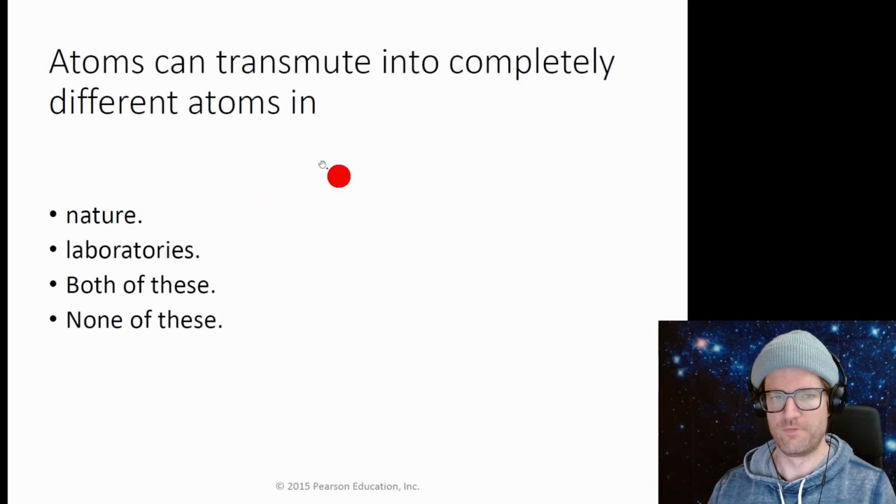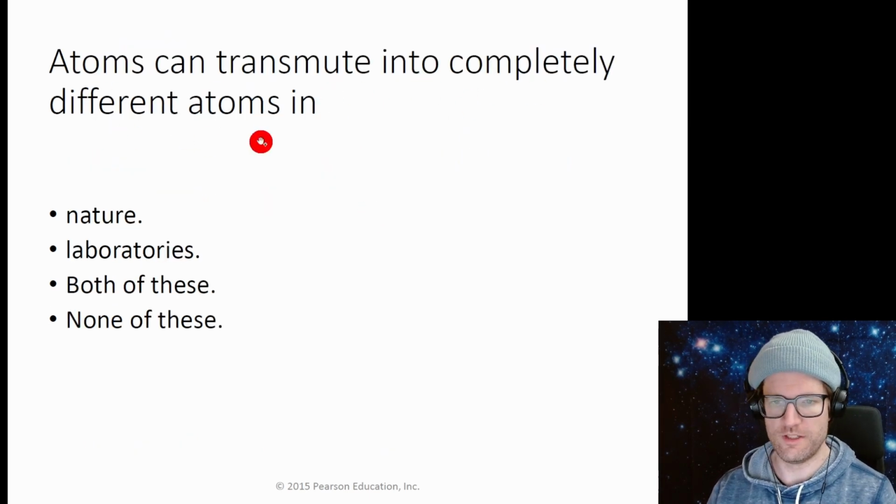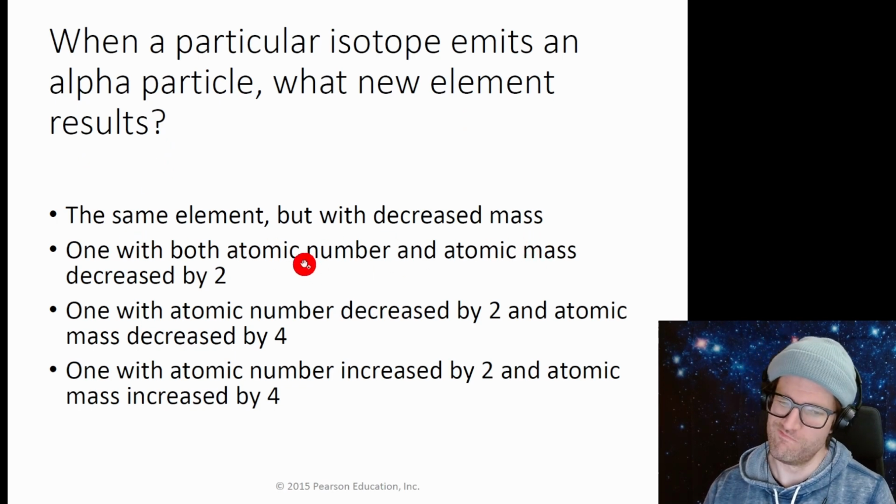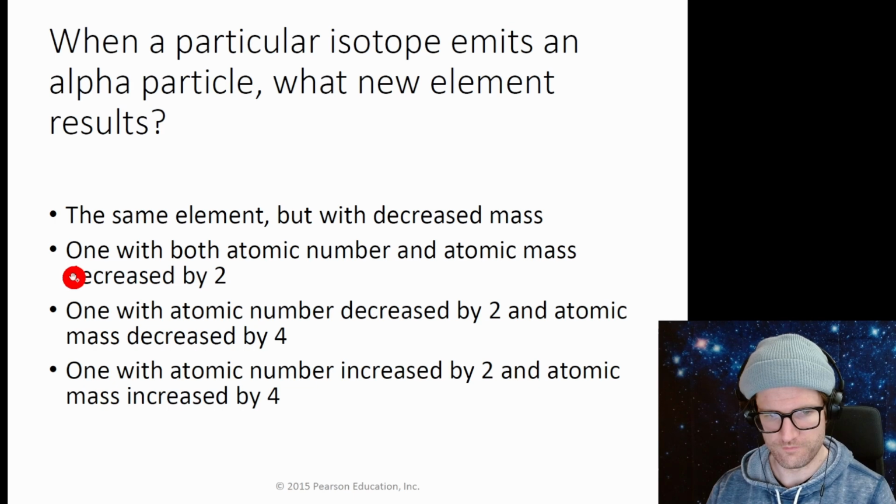Okay. Atoms can transmute into completely different atoms in both of these. We know that. When a particular isotope emits an alpha particle, what new element results? The same element with decreased mass? Probably not. Maybe. One with both atomic number and atomic mass decreased by 2. That sounds good. One with atomic number decreased by 2 and atomic mass decreased by 4.